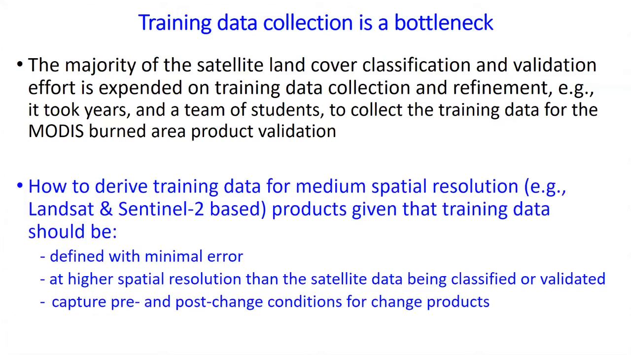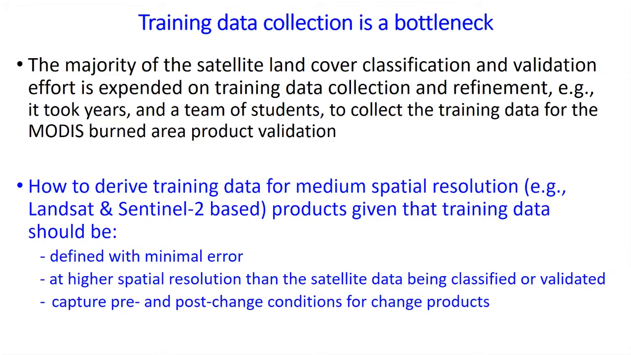And the real issue now, the emphasis for my research interest in all of this, is that we, and the community, are now making products with Sentinel-2 and Landsat, which are medium resolution, about 30 meters. So the idea of collecting training data with minimum error at higher resolution than the thing you're trying to classify or validate is quite problematic, because we validated MODIS 500-meter data with Landsat 30-meter data. So if we're making Sentinel and Landsat 30-meter products, how are we going to validate them? And how are we going to do that when we're looking at pre and post change? That actually becomes really difficult.